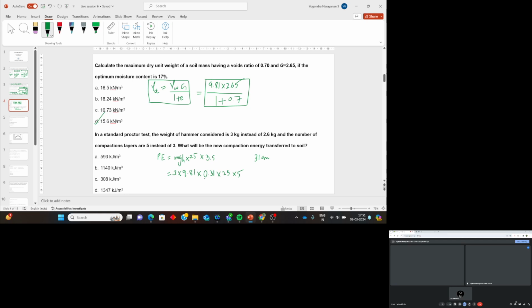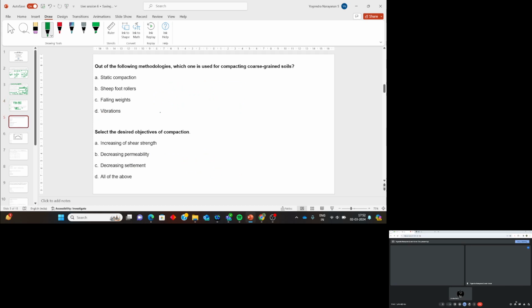Option B. It is simply the potential energy formula. This is for one blow. You are giving 25 blows and you are doing it for either 3 or 5 layers, so you will be multiplying it. So the option will be B, that is 1140 kilojoule per meter cube. Right. Next question.